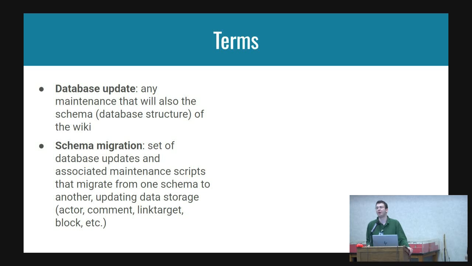So for migrating the logging table to use actors, this would be adding log user, or log actor, populating it, and then dropping log user and log user text. We'll talk about how the foundation does those, but they're pretty slow migrations depending on the size of your wiki.